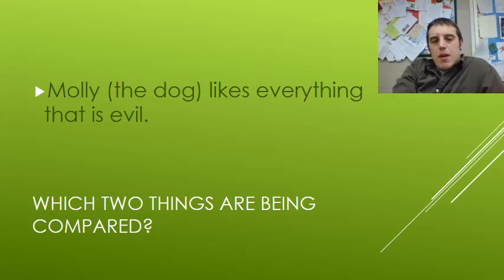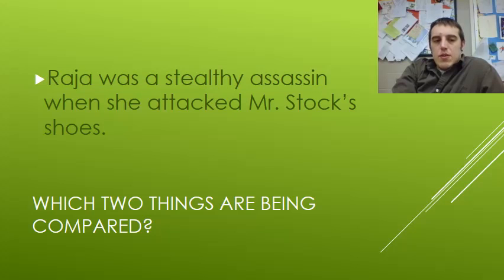Try this one. Molly, the dog, likes everything that is evil. Well, we decided that that one is neither, so we're not going to compare anything. Last one. Raja was a stealthy assassin when she attacked Mr. Stock's shoes. Which two things are being compared? Okay. Raja and stealthy assassin. Good.